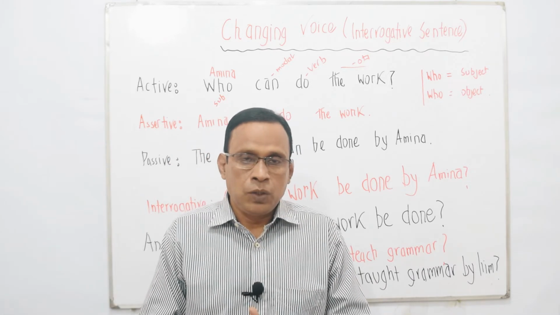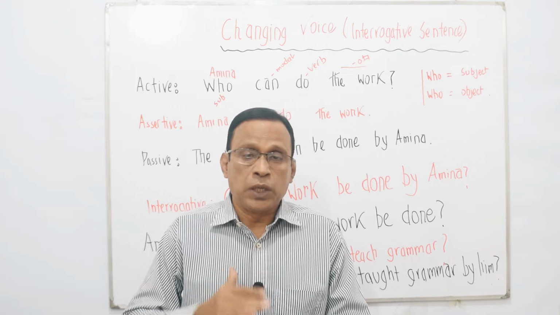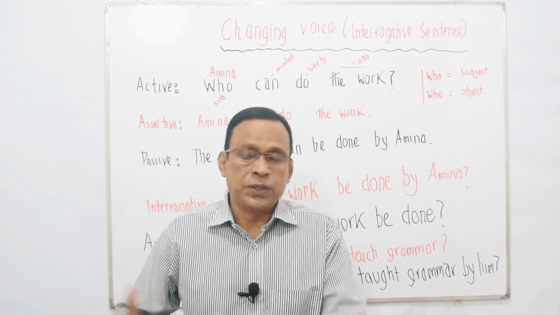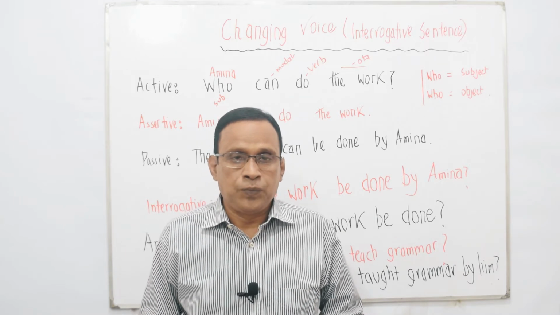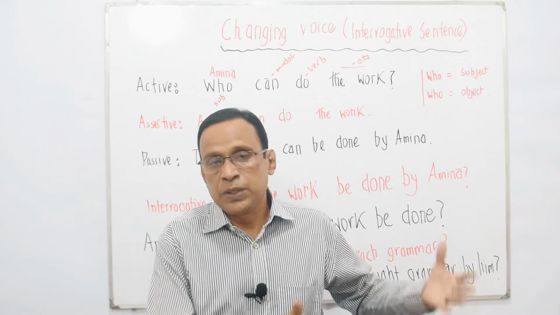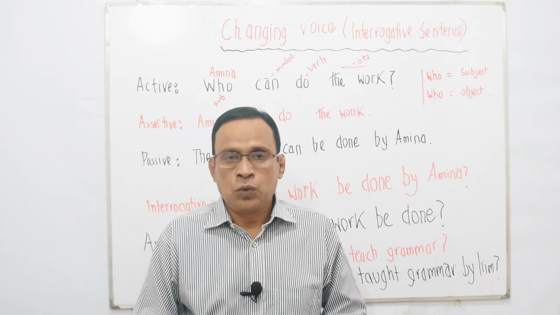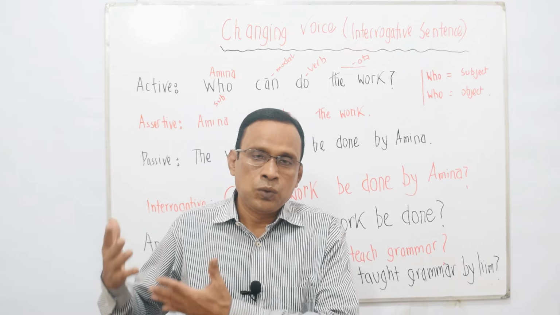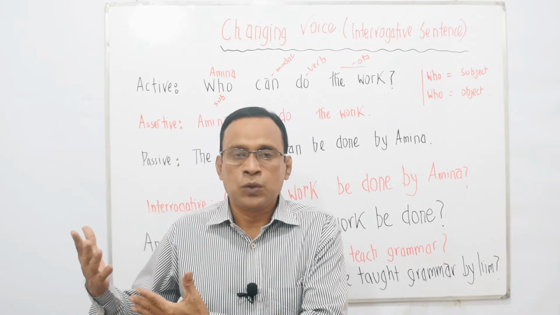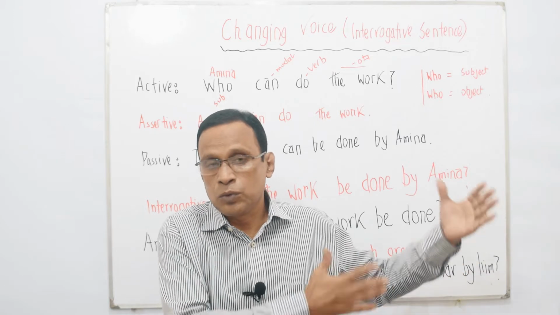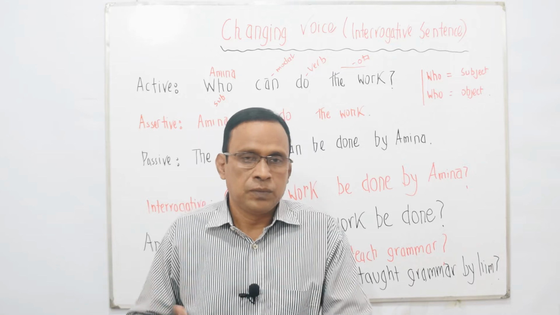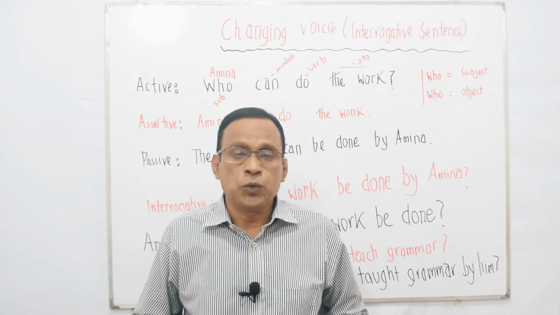So in our lesson today, we are going to learn how to change a WH question beginning with who from active to passive. We know that who can sometimes be an object, and sometimes a subject also. When who in a question works as a subject, we have to go through some steps. But when who is an object of a question, we can use only one step.